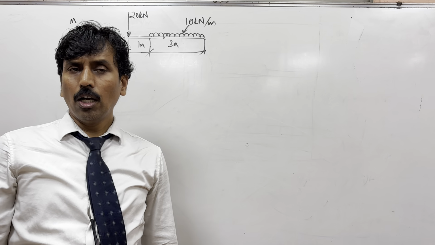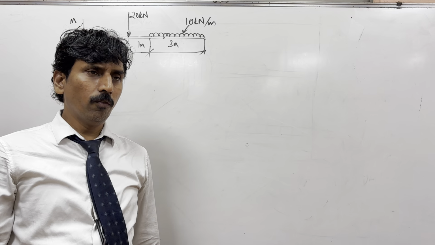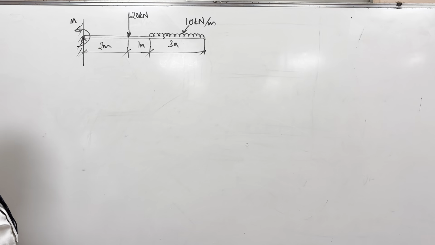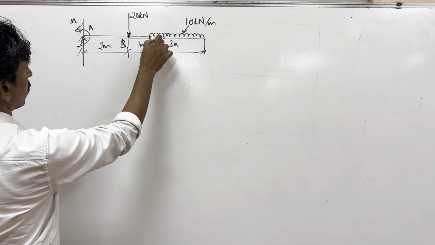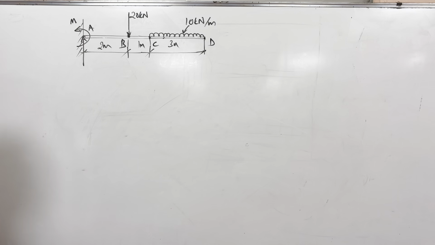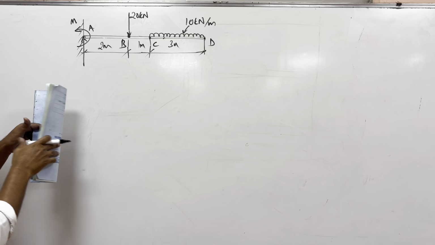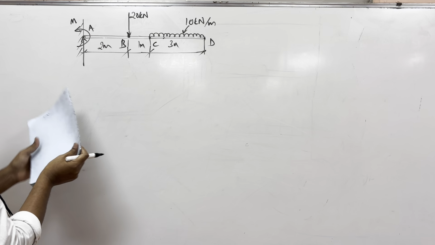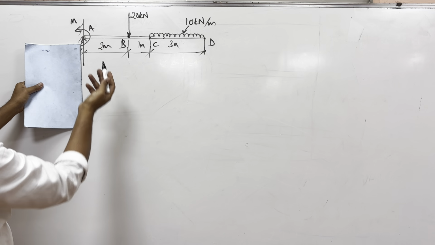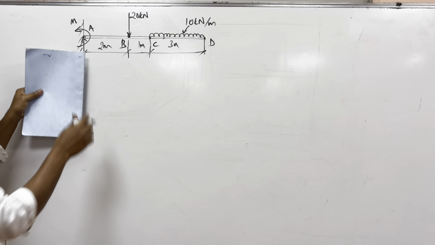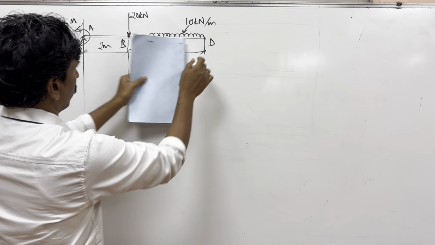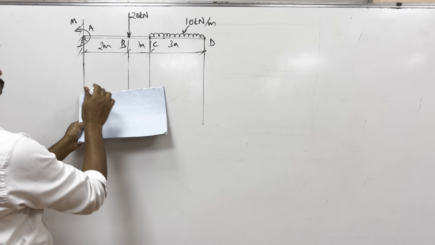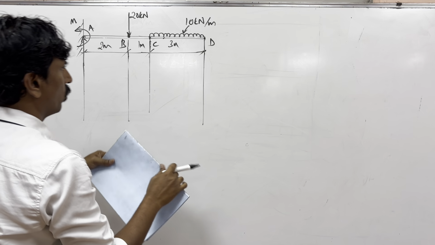So this is how cantilevers are different from simply supported beams. Similar to the previous problem, you name this as A, this as B, this as C and D. Now, of course, you can start solving the problem like this only, no problem. Draw lines like this here for the SFD and BMD. Okay, you can do that later.